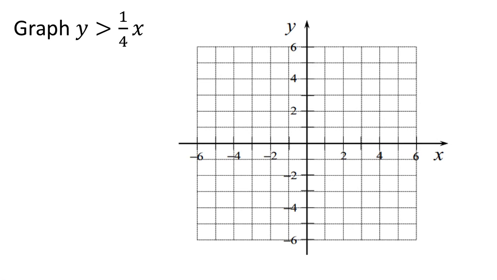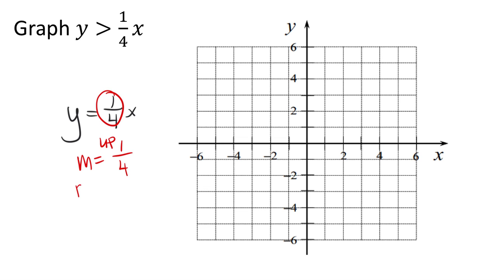All right, let's go and graph this inequality. To start out, we're just going to write the equation: y equals positive 1/4 x. From this, we can see that the slope is positive 1 over 4, which means we're going to go up 1.